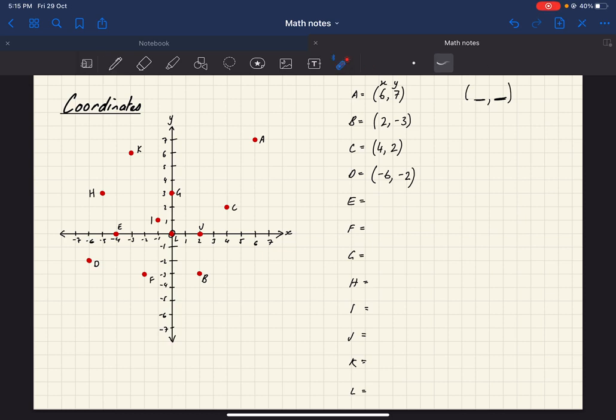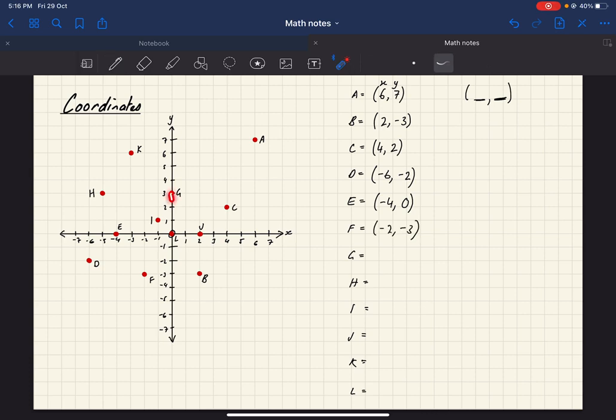So E, now this is sitting on the x-axis. It's at negative 4 on the x-axis, but it's at 0 on the y-axis. Negative 4, 0 for that one. So always do x coordinate first. On the x-axis, it's sitting at negative 4, and on the y-axis, it's at that 0 point. Next one, F, that's here. That's negative 2 on the x-axis, negative 3 on the y-axis. Negative 2, negative 3.